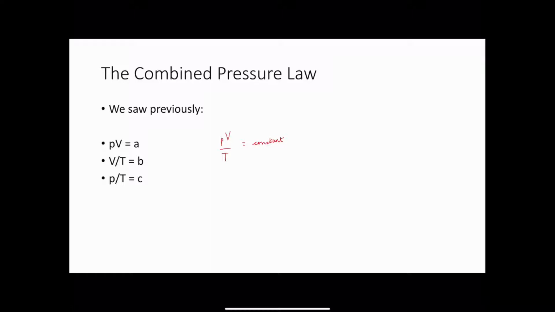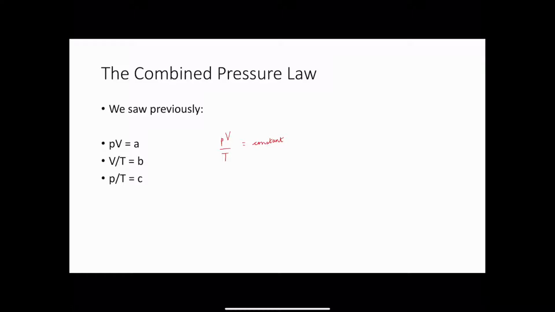And that is actually a really helpful law for us to understand, because essentially at this point we can be talking about 3 different things that will change: the pressure, the volume and the temperature. And when we change those things, we can use our equation here to figure out an unknown value, because it's always going to be equal to a constant. So let's have a look at a quick example.